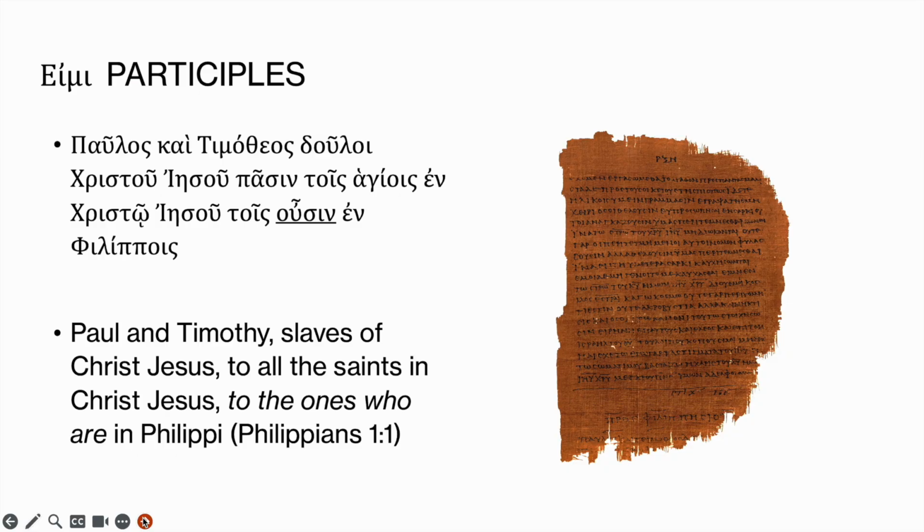This is the first line of the letter to the Philippians, and it contains the typical way that Paul starts his letters, and that is with the letter greeting. So the people who are sending the letter, Paul and Timothy, are in the nominative case. So the person sending or writing the letter is the addresser, and Paul describes both of them as slaves of Christ Jesus.